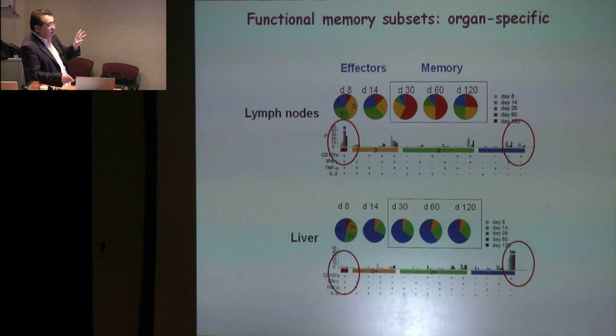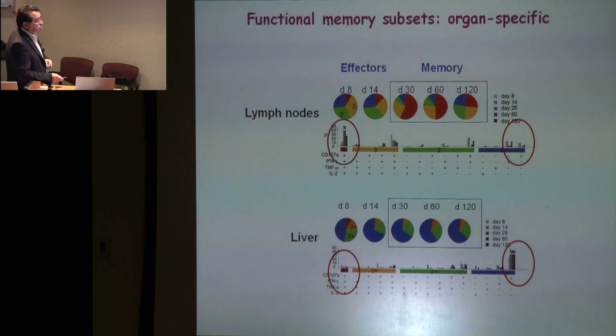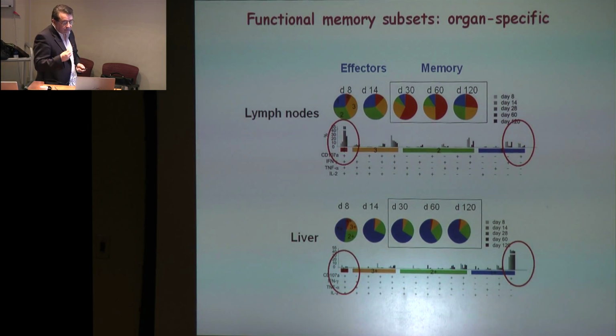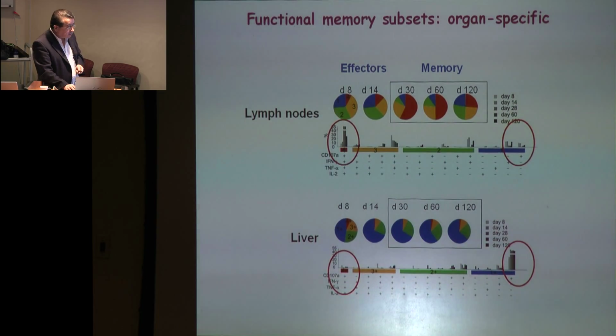The reason for this, we don't know. It could be an attempt to immunosuppress the response, or it could be an adaptation of the CD8 cell so that they can have a single function and not produce too many cytokines in the liver, because that could be deleterious for the organ, of course.